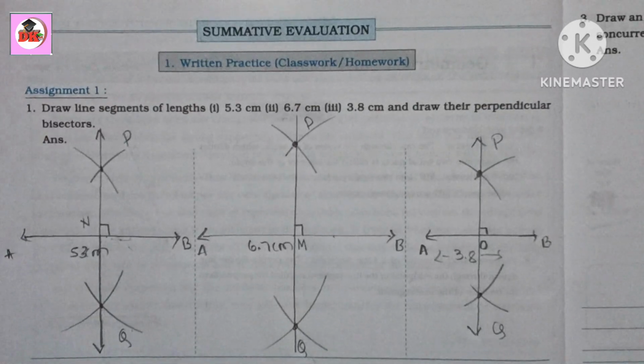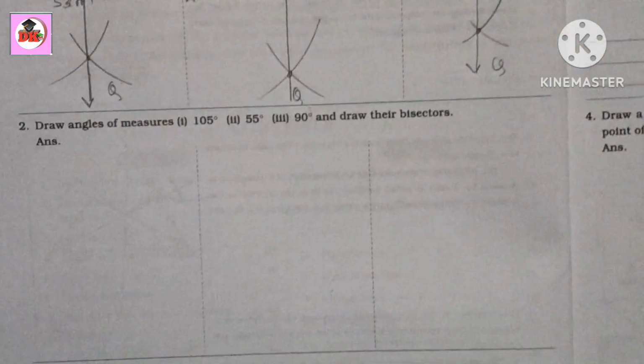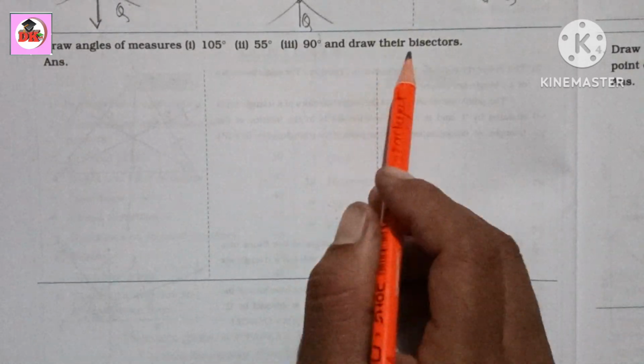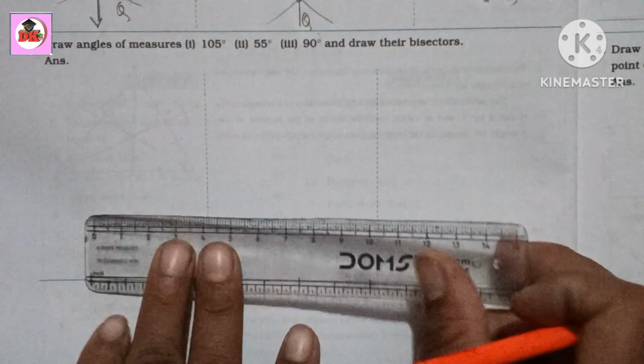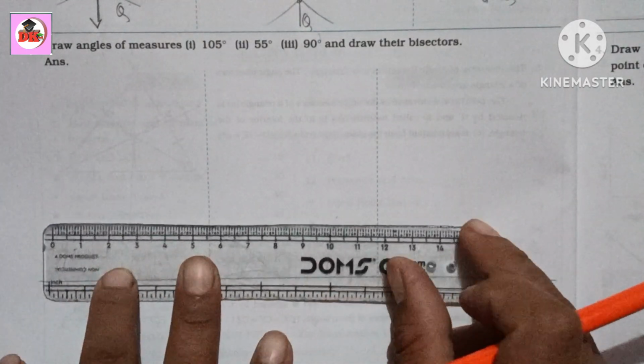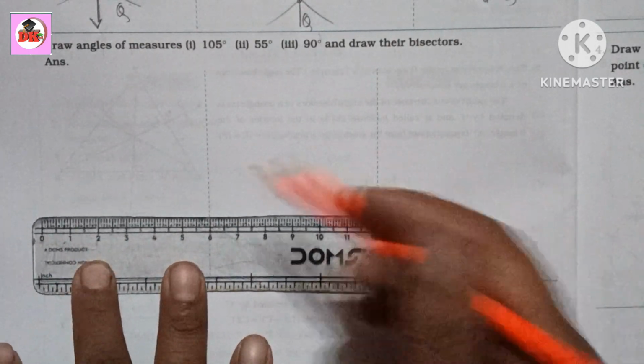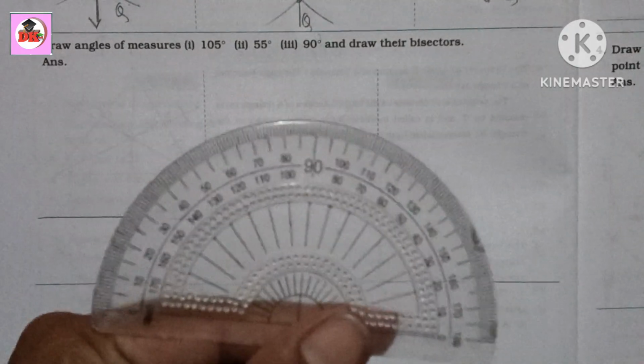What is the next question here? Draw angles of measures 105, 30, 55 degree and 90 degree. Draw their bisectors. First what do we do? You take any line, any measurement of line segment. Okay, I draw one line segment. First angle is 105. I take 105 using the protector.